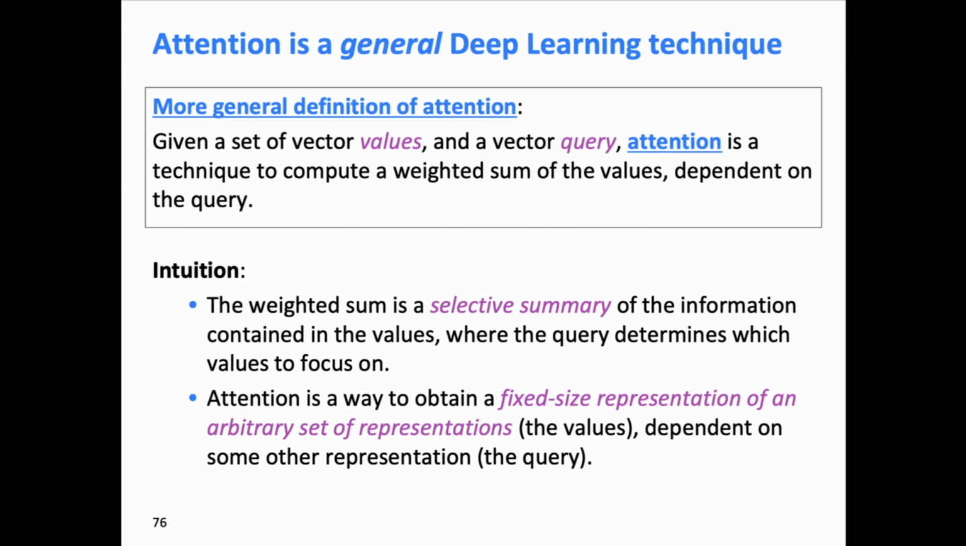The second way to think about attention is that it's a way to obtain a fixed size representation from an arbitrary set of representations. When I say arbitrary set, I'm saying that you have this set of vectors called the values, and you could have 10 values, or 100 values, or any arbitrary number of these vectors. But attention gives you a way to get a single vector summary of that, which is the attention output, using your query.